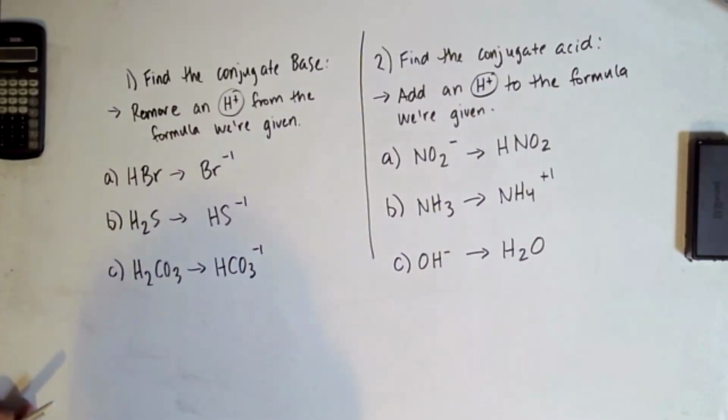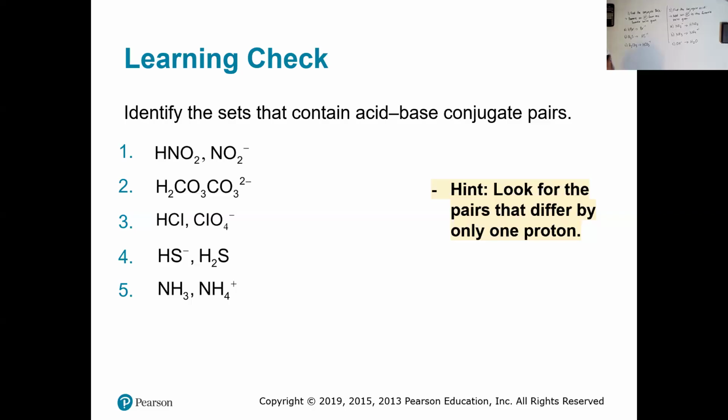Let's look at the next question, which is linked to this one, because in this question, they're giving us these sets and they're asking us to identify the things that are conjugate acid-base pairs. For something to be a conjugate acid-base pair, their formulas can only differ by one single proton. That's it, only one proton. So if they look similar, but they're differing by more than one proton, then they cannot be an acid-base pair.